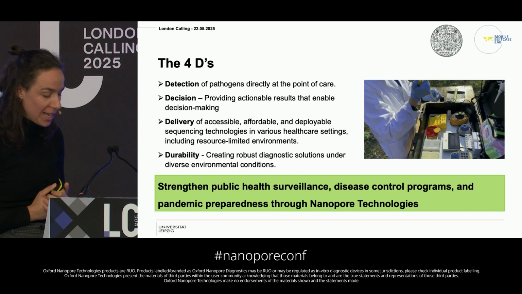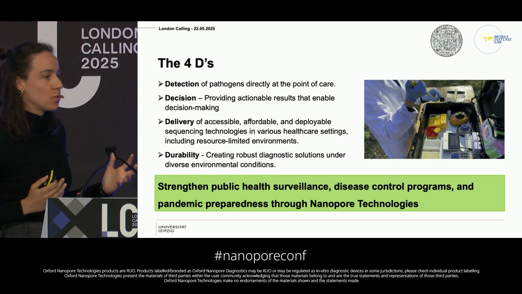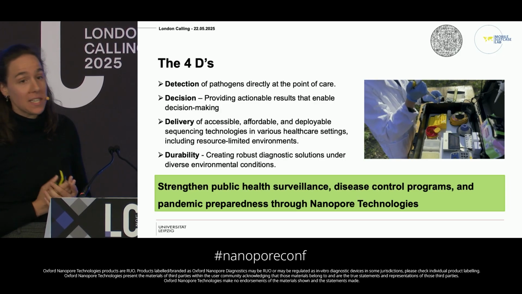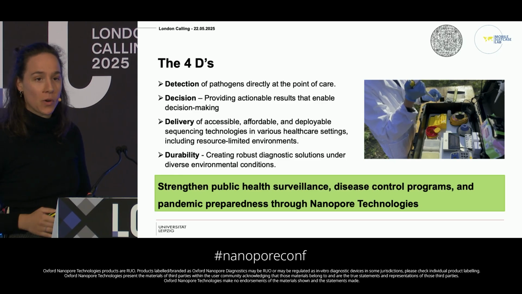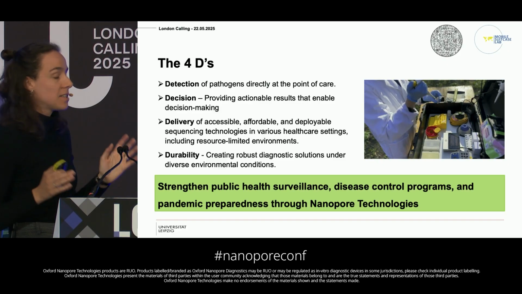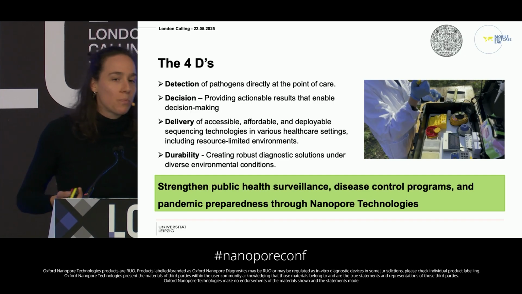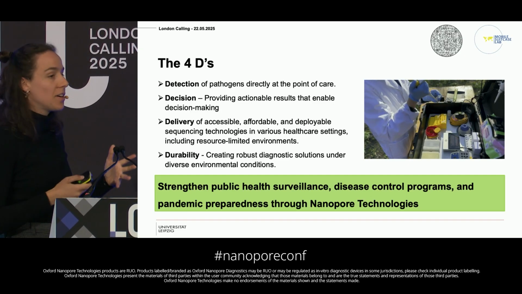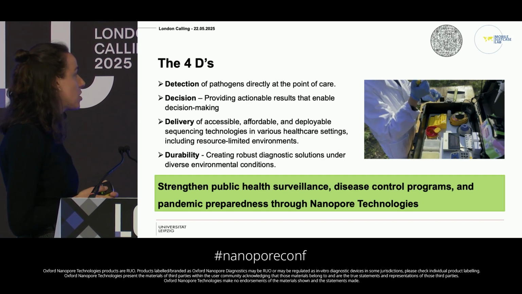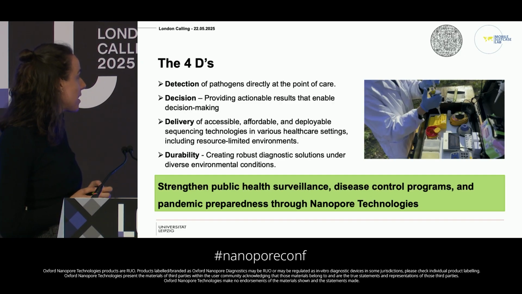So taken together, the technology implemented in the Rapid Response Mobile Lab allows us to ID all of these things. And by doing so, we address the 4Ds, so we can detect pathogens at the point of need, so not taking the sample away from its origin, but keeping it as close as possible, saving quite a lot of time. This can then be used for supporting decision makers. You can deliver sequencing technologies into a variety of healthcare settings, where sequencing technologies are here to stay. So we want to be using them as much as possible.